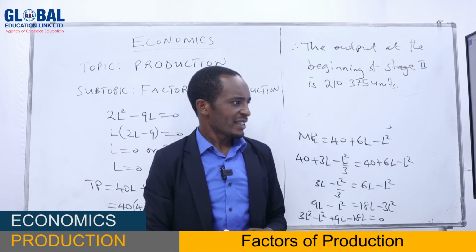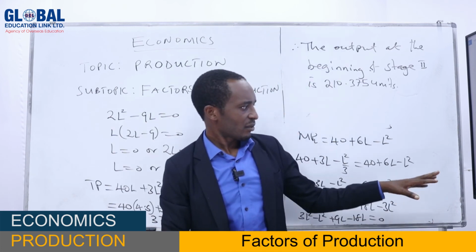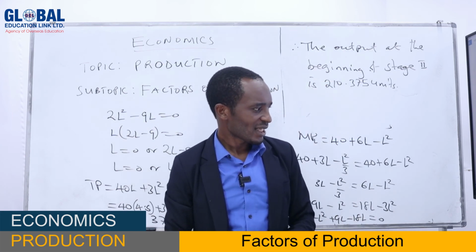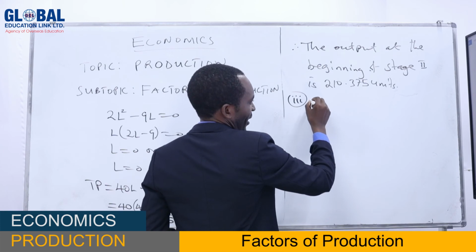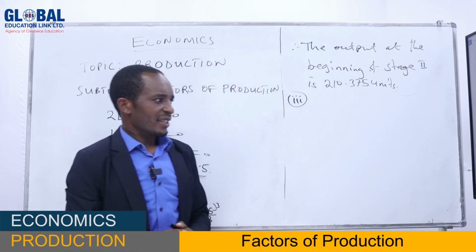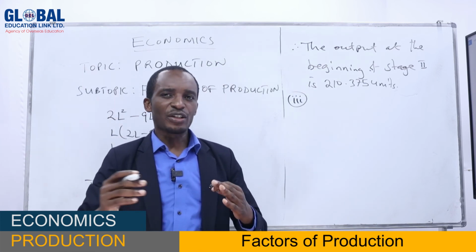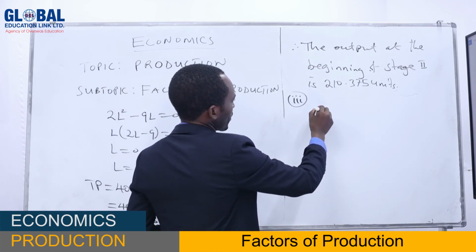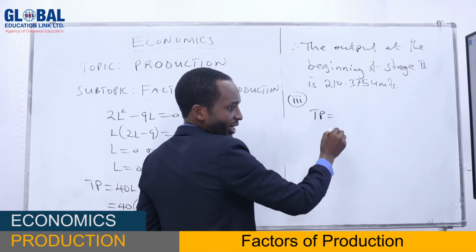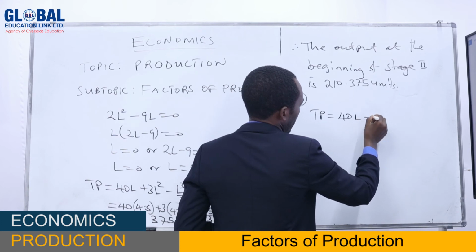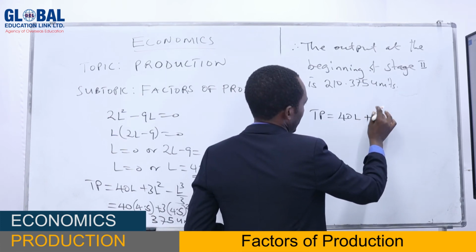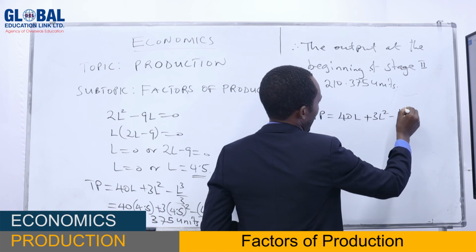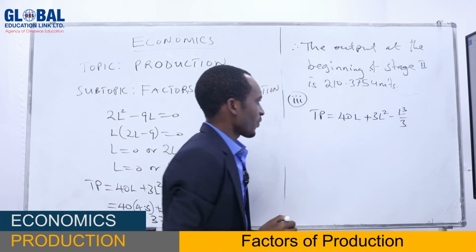The third question is to calculate the amount of labor at the end of stage 2 and its corresponding output. So at the end of stage 2, it means the beginning of stage 3. So we know that the total product is equal to 4L plus 3L square minus L cube over 3.